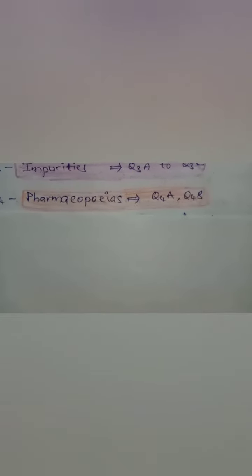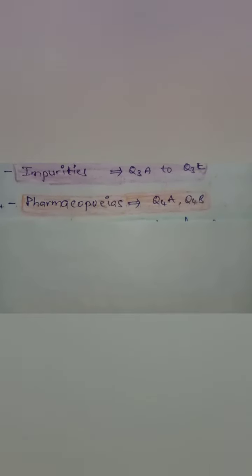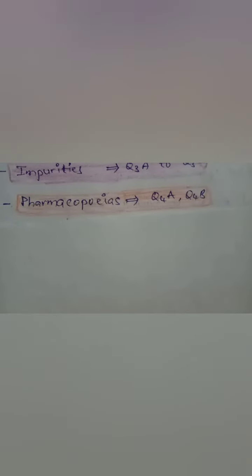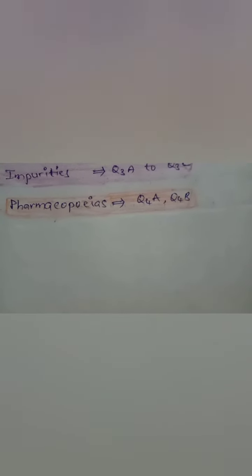Q4 is pharmacopoeias. Pharmacopoeias means USP, EP, IP, BP, like that. This has two parts, Q4A and Q4B. Q4A is about pharmacopoeial harmonization globally, and Q4B is evaluation and recommendation of pharmacopoeial texts for ICH guidance. Means, whatever test we are performing, the relevant recommendations are explained in Q4B. So Q4 is totally relevant to the pharmacopoeias.